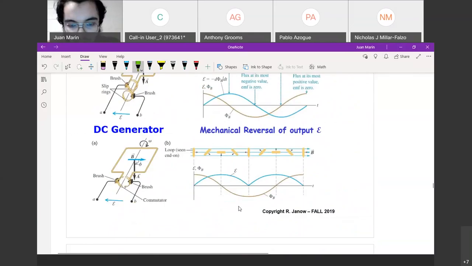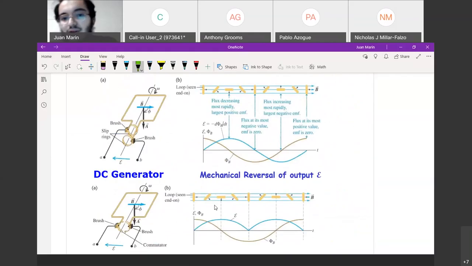How do you generate direct current? Well, all you have to do is do the opposite. So this is the basis of the economy pretty much. Without Maxwell's equations, you would not be able to get the whole society running right now.